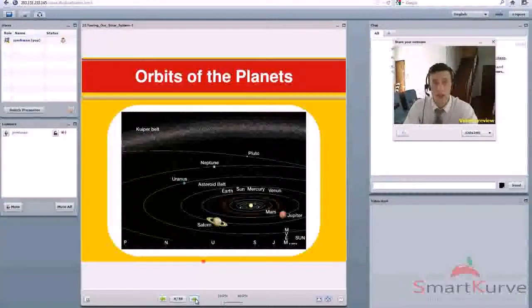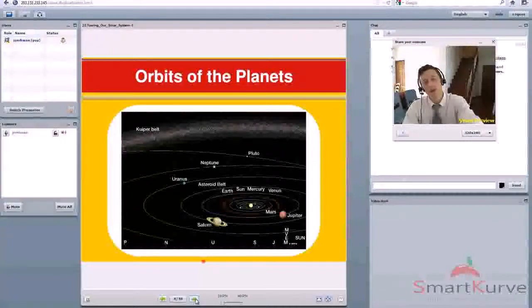Also, outside of Pluto's orbit, we see something called the Kuiper belt. This is a belt of comets that have a largely circular orbit, almost perfectly circular orbits around the sun. And we're going to take a closer look at these as well. The asteroids there in the asteroid belt and the comets in the Kuiper belt.